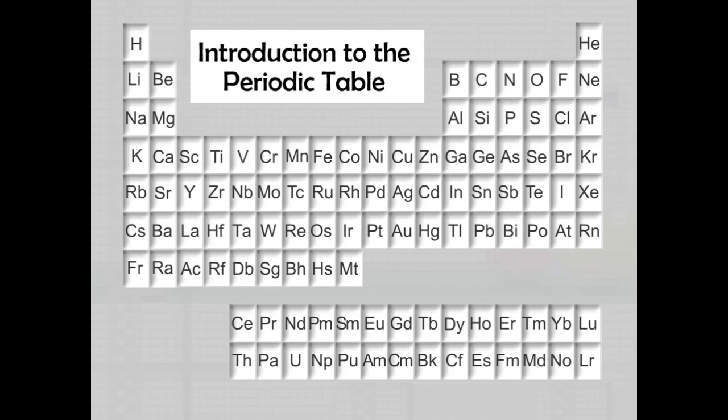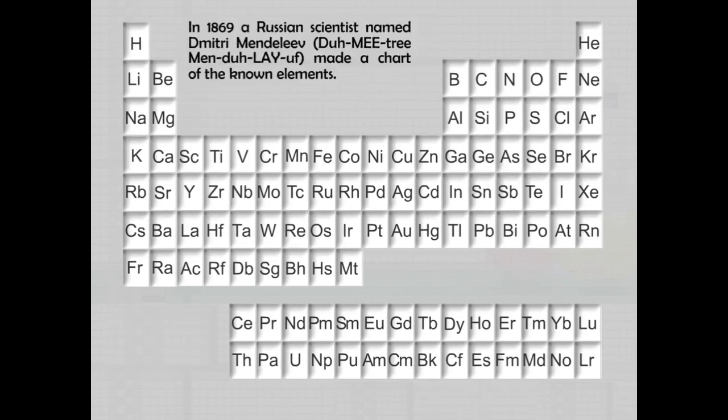Introduction to the Periodic Table. In 1869, a Russian scientist named Dmitry Mendeleev made a chart of the known elements. The chart is called the Periodic Table of Elements.